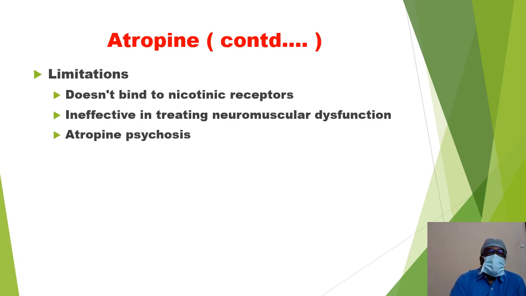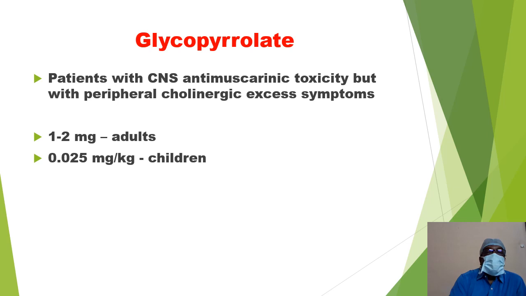There are a lot of limitations with atropine. Atropine does not bind to the nicotinic receptors and it is ineffective in treating neuromuscular dysfunction, and the side effect with atropine is atropine psychosis. You can use glycopyrrolate sometimes in patients with CNS antimuscarinic toxicity, meaning atropine psychosis, but still peripheral cholinergic excess symptoms. The dosage is 1 to 2 milligram in adults and 0.025 mg per kg in children. So glycopyrrolate should be used in patients with atropine toxicity or atropine psychosis with cholinergic excess symptoms.